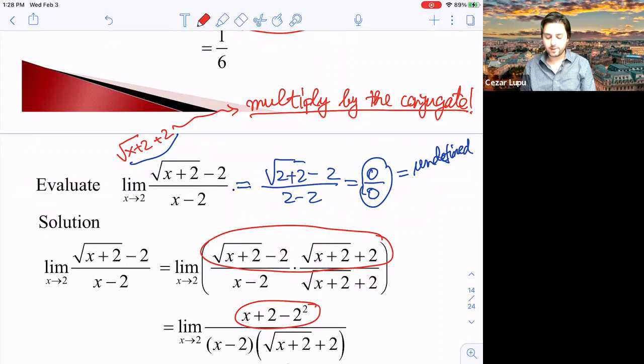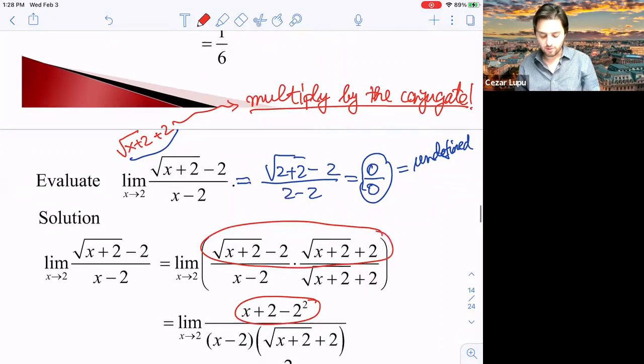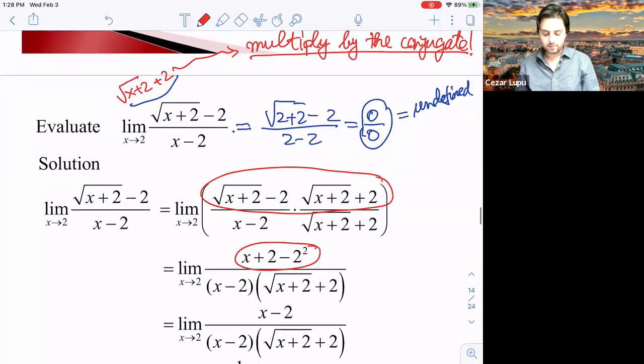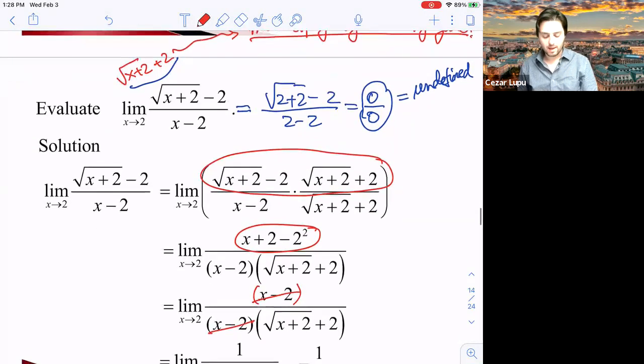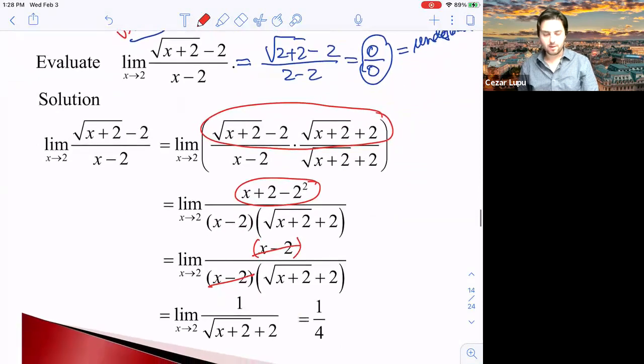Okay. Now the top, as you can see, we have at the end x minus 2. So this is x minus 2 over x minus 2 times the square root of x plus 2 plus 2, which is great. But now, guess what? These two will just cancel. And then you'll end up with the limit as x approaches 2 of 1 over the square root of x plus 2 plus 2. And now you can safely plug it in and you'll get exactly this guy here. It's 1/4.